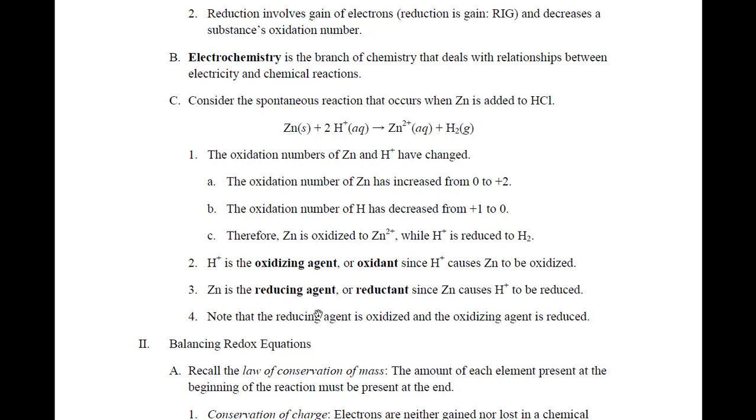Now, the final notation here is that the oxidizing agent is always reduced in the process. The reducing agent is always oxidized in the process. So keep it straight about what each term means. An oxidizing agent causes something else to be oxidized while it itself is reduced. A reducing agent causes something else to be reduced while it itself is being oxidized.